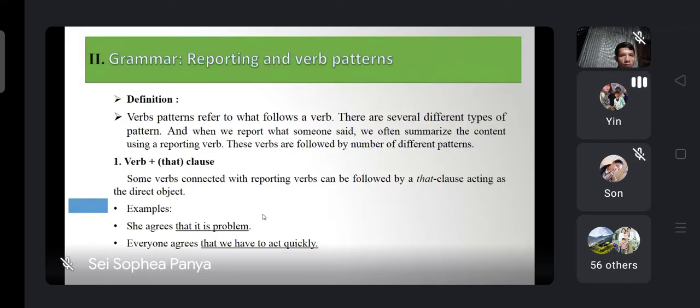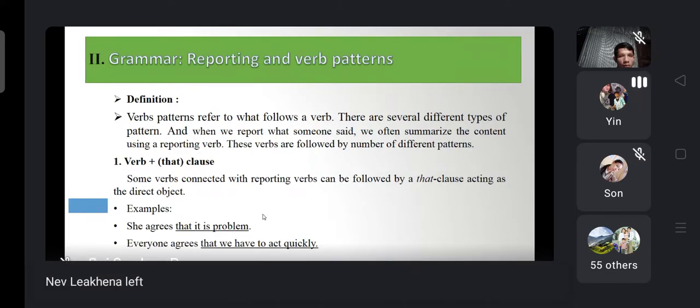So definition: what are verb patterns? Verb patterns refer to what follows a verb. There are several different types of pattern, and when we report what someone said, we often summarize the content using a reporting verb. These verbs are followed by a number of different patterns. So let's see together. Number one, verb plus that clause.